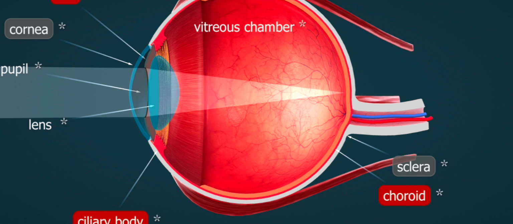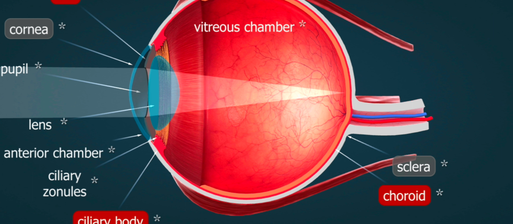The ciliary body is also responsible for producing the aqueous humor, the liquid that fills the anterior chamber. If the drainage of the aqueous humor is insufficient, the pressure increases in the eye, which causes glaucoma. In serious cases, it may lead to blindness.